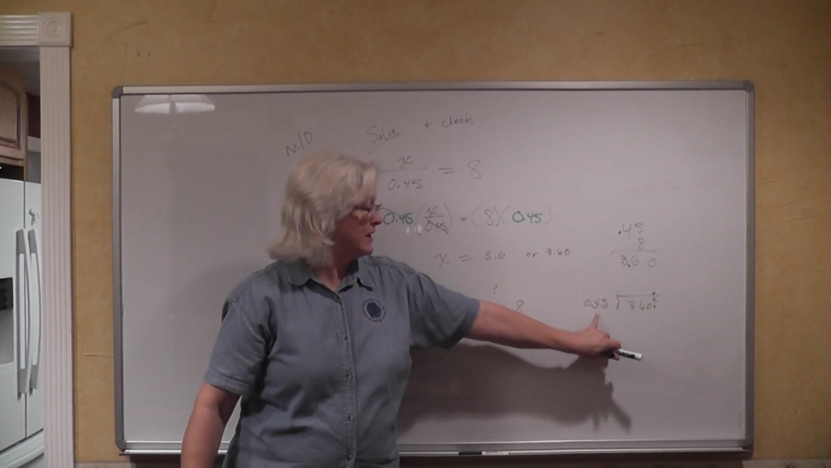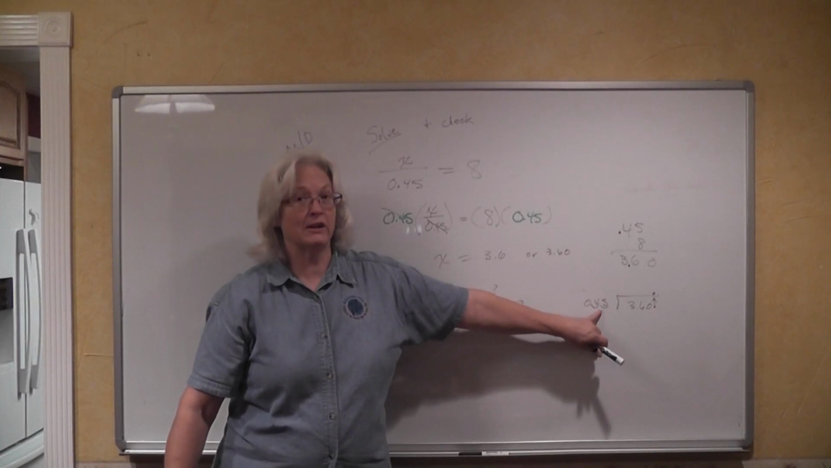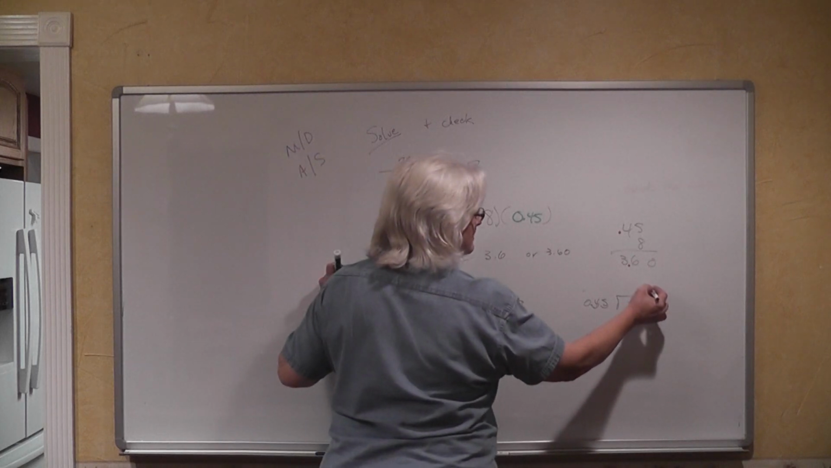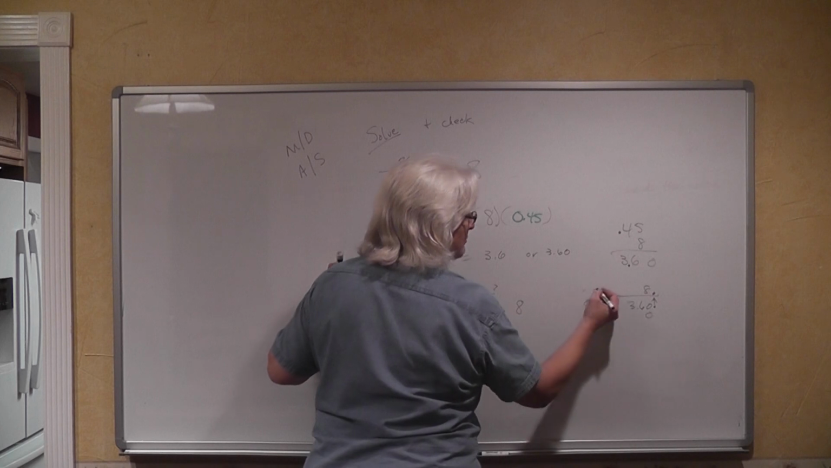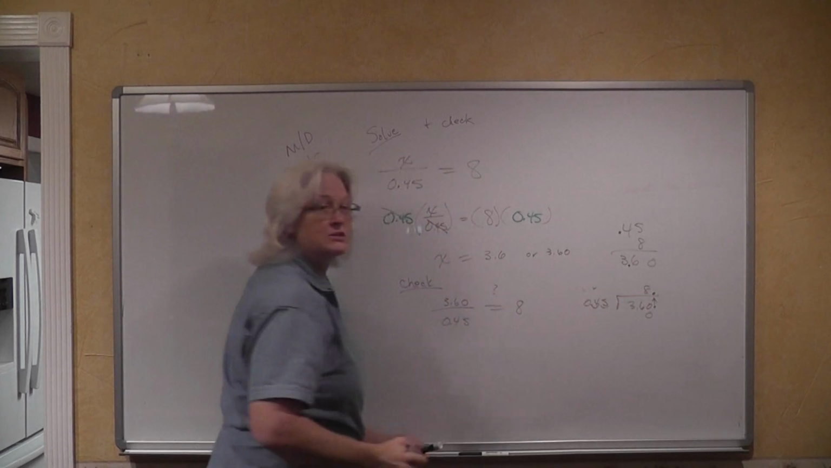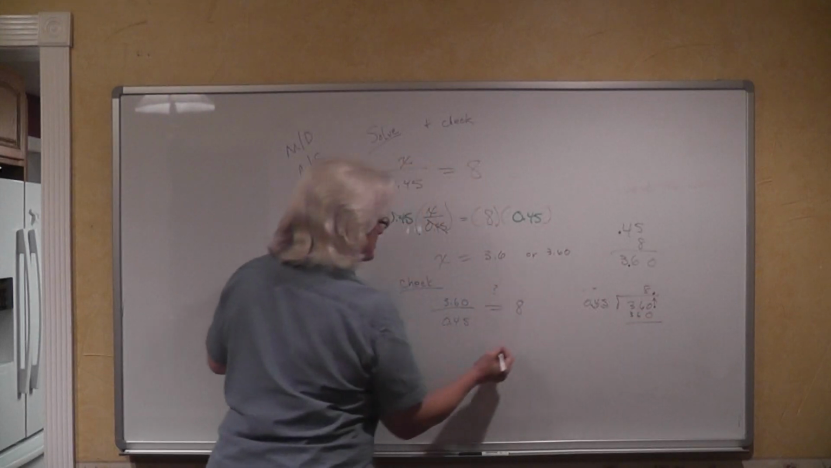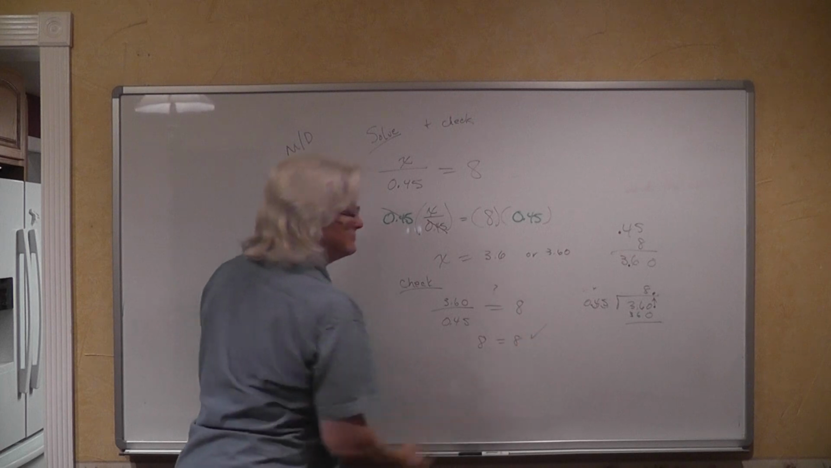Now, 45 goes into 36 0 times. 45 times 8 had better be 360. Let's see. 8 times 5 is 40. We're going to carry 4. 4 times 8 is 32 plus 4 is 36. So yes, we have verified that our solution is correct.